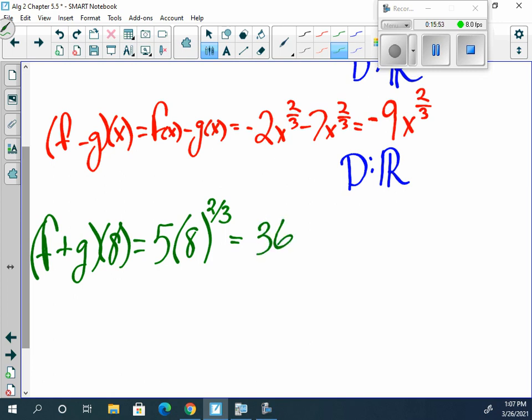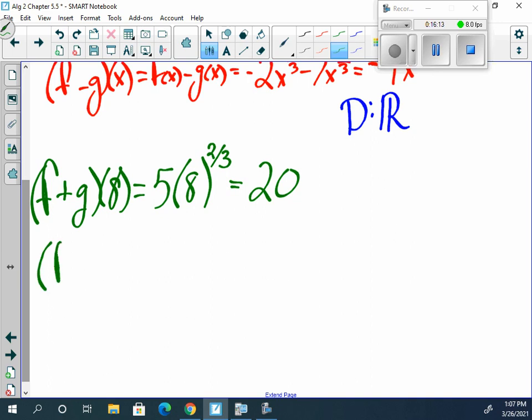$36? Wait, are we on the plus? Yes. Sorry. You're good? You would get 20, because we can do that in the calculator. Now, probably the calculator on the computer would be a little difficult with doing the 2/3, but it's still possible.